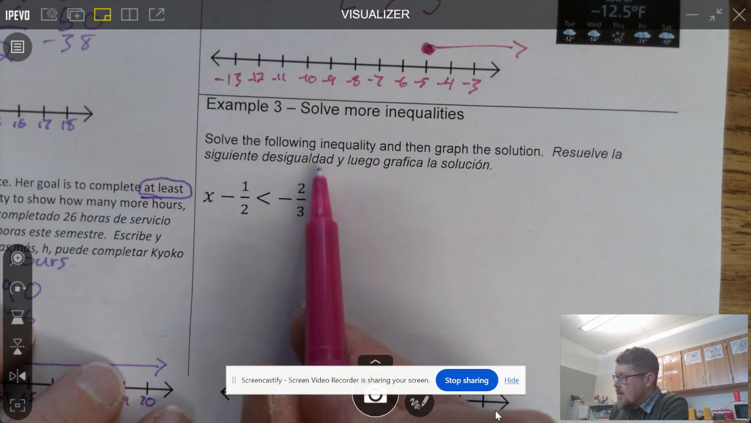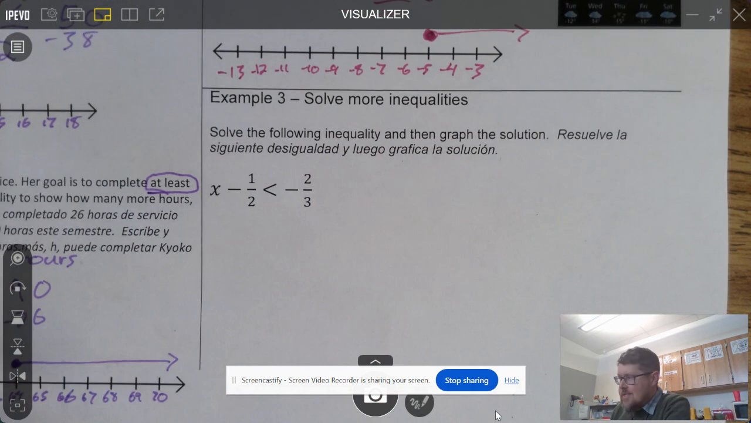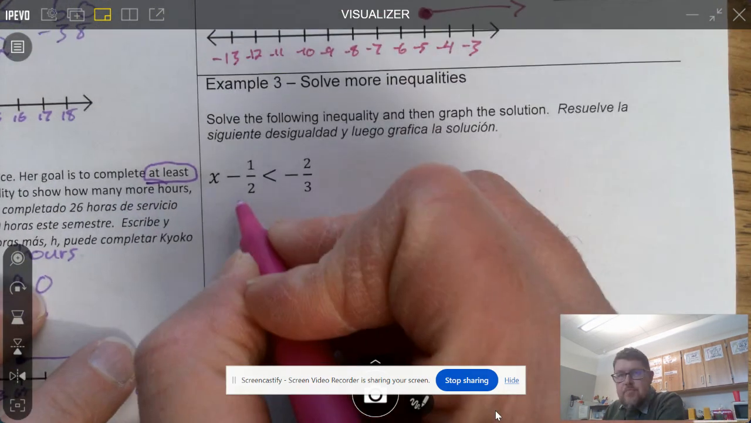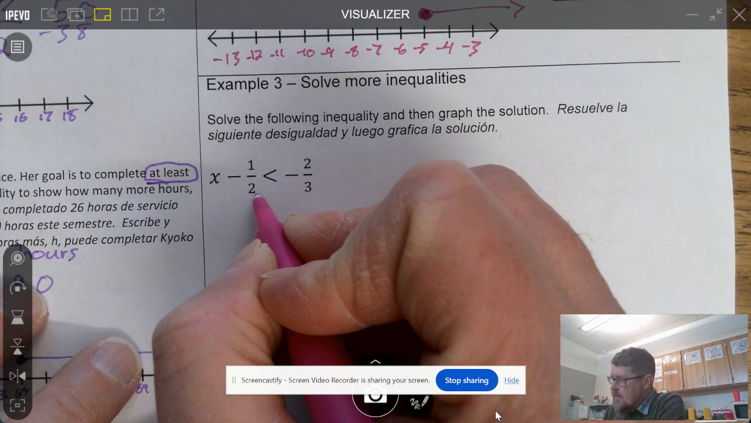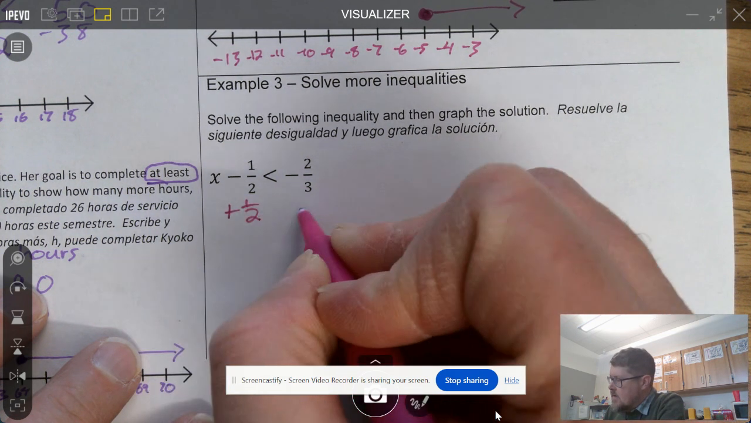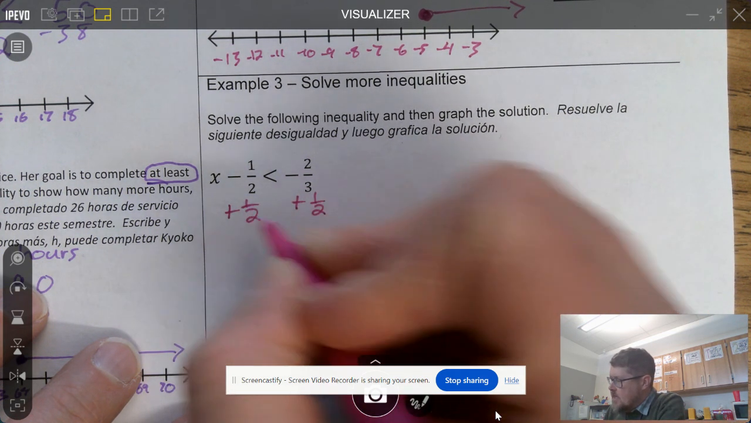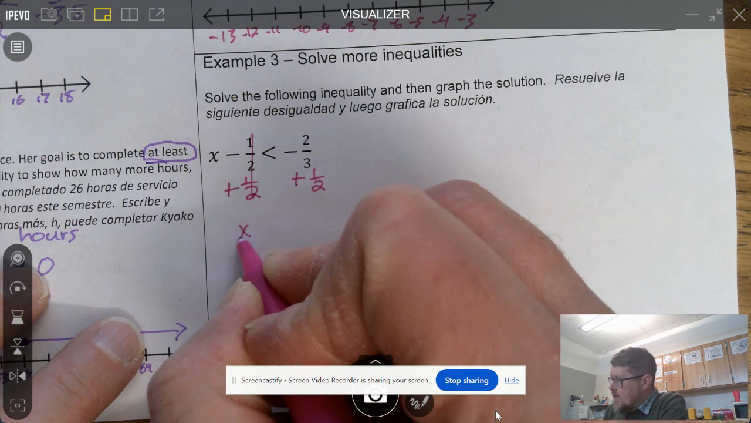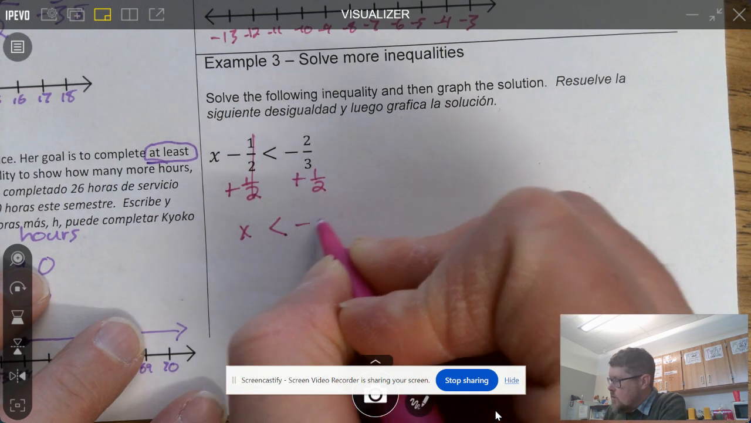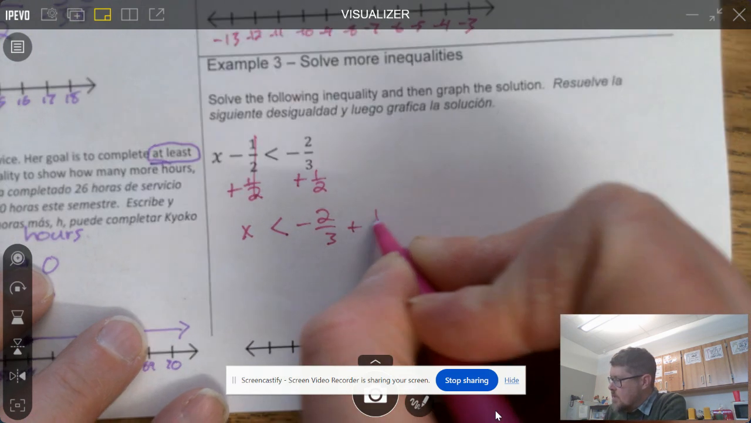Solve the following inequality and then graph the solution. I just said that, right? So we've got this negative 1/2. The opposite of being negative is positive. We're subtracting, so let's cancel out. We're left with x is less than negative 2/3 plus 1/2.